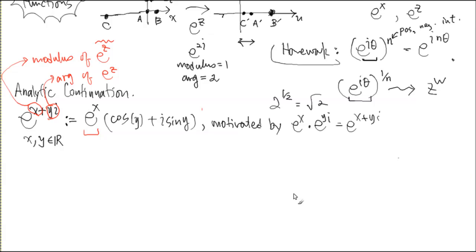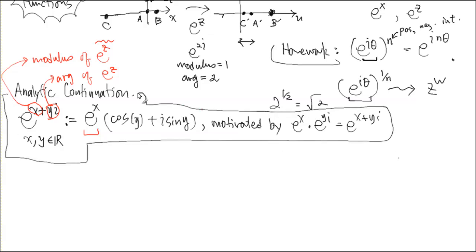So let me sum up. This is the important statement. This is a full definition of e to the z. It's a definition, not a theorem or anything. If you look at e to the z, you separate the real part and imaginary part, and it goes to modulus and argument like that. That's a definition, motivated by that theorem.